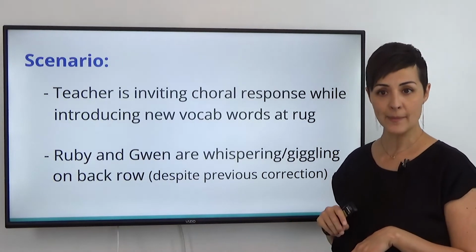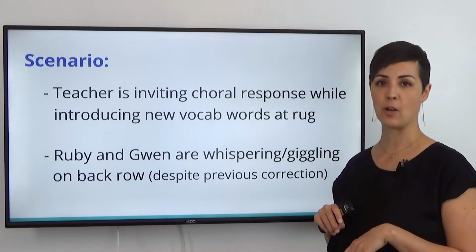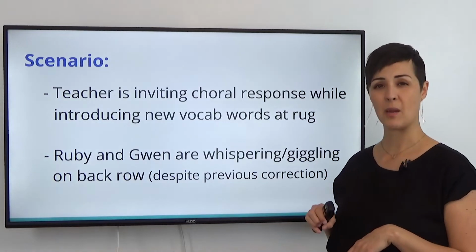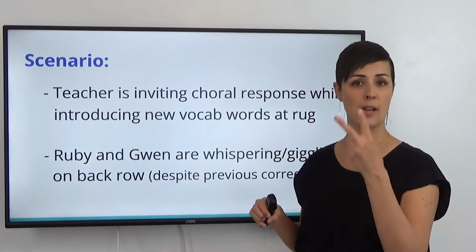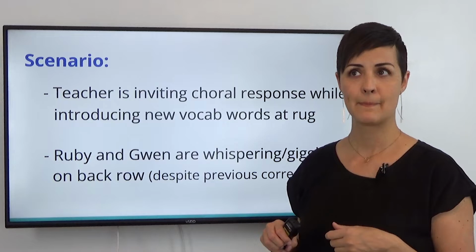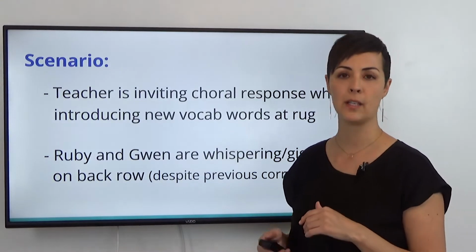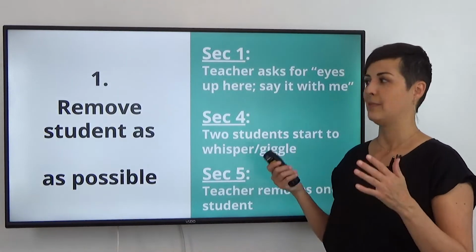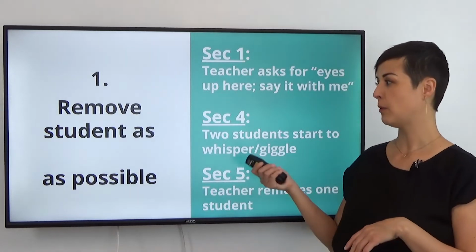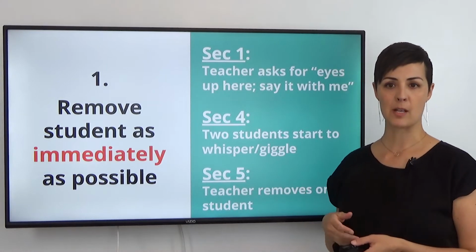And Ruby and Gwen are whispering or giggling on the back row, even though I've just given them a correction. Ruby and Gwen, I need your eyes up here. You're saying it with me. And they're still whispering, giggling. What am I going to do? You're not surprised that you're going to remove one of the students as immediately as possible.